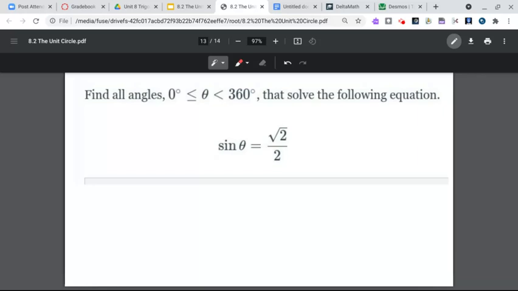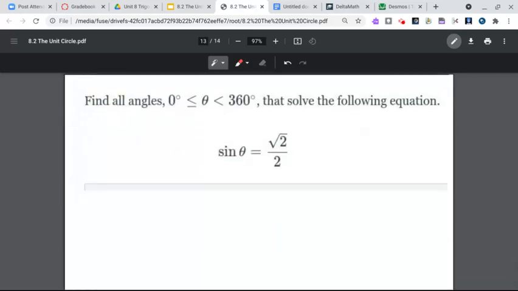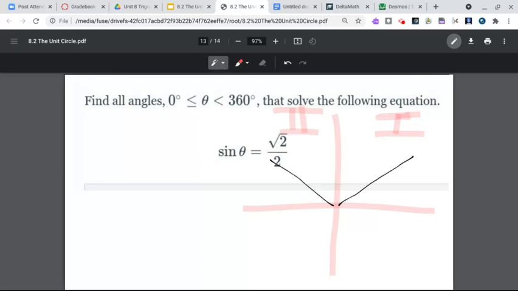Sine of theta is positive root 2 over 2. So one thing we immediately recognize is sine of theta is positive, okay? And so that can only happen in quadrant 1 and in quadrant 2. The root 2 over 2 ordered pairs are the ones directly in the middle, here and here, which would be our 45-degree angle and our 135-degree angle. That is where sine is positive root 2 over 2.